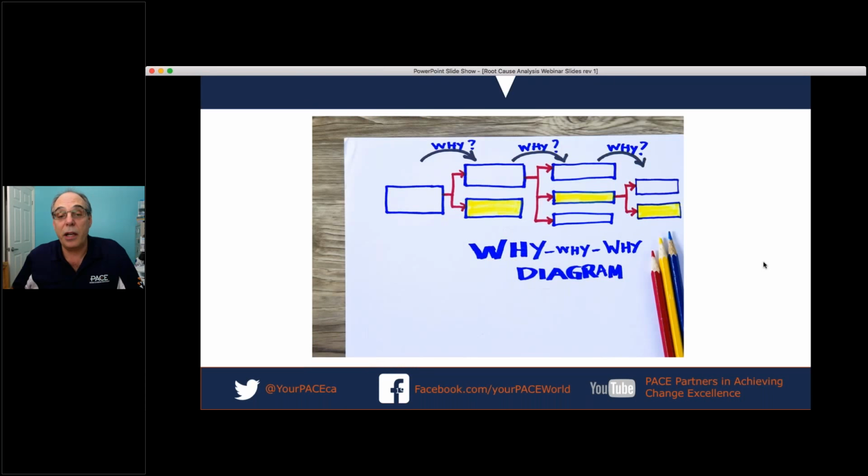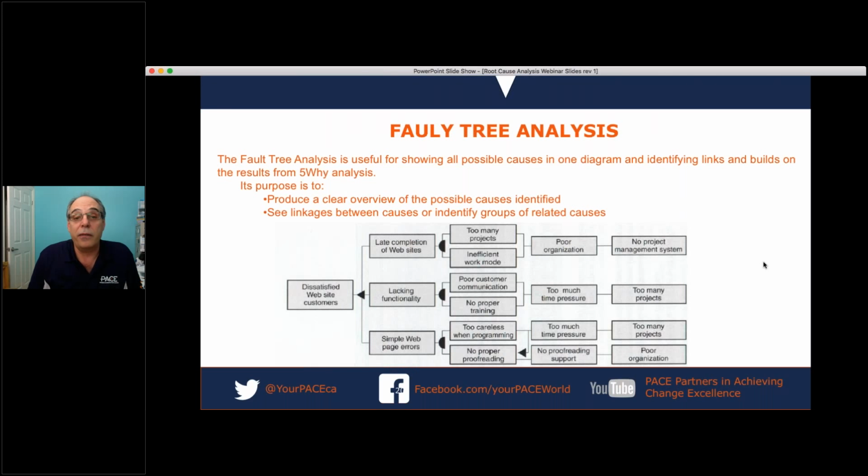Another way to help you do that, you can use a Why-Why-Why diagram. This is one I found. And basically you state what your problem is in the first box and you ask why. And you can see you can have several different reasons, and then you can ask why until you get down to a potential root cause. I'll give you a better example here. We call this a fault tree analysis using the 5 Whys.